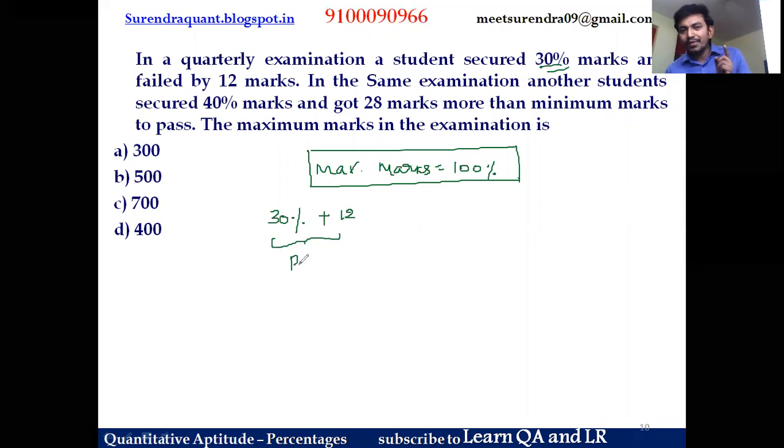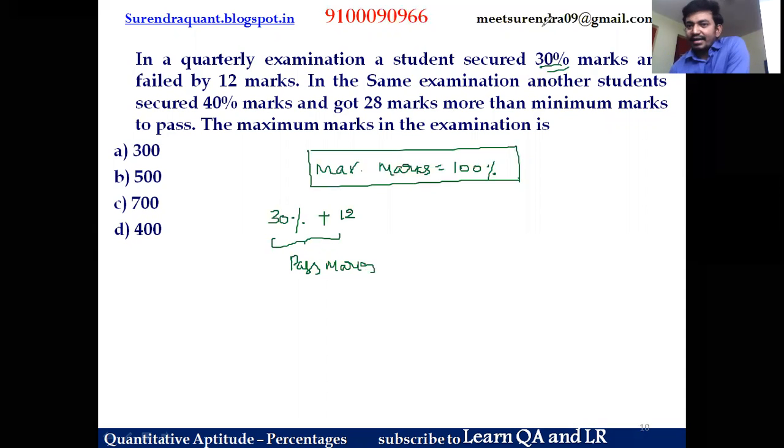So 30% plus 12 represent the pass marks of the candidate. Understood, guys? I'm repeating this statement. If he got 30% and failed by 12 marks, because of getting 12 marks less, he failed the test. What do you mean by that? If he got 12 marks extra, he would have passed the test, right? So whatever marks he failed by, add that to make him pass. So 30% plus 12 are the pass marks.